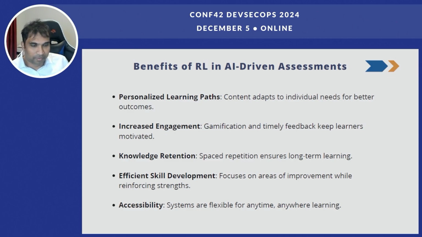Efficient skill development. Now, RL focuses on improving weaker areas while reinforcing strengths, right? Now, this helps learners develop skills in a well-rounded and efficient manner. Accessibility. When it comes to accessibility, these systems are designed for flexibility, enabling learning anytime and anywhere. This is especially valuable today in a fast-paced and remote learning environment. Together, these benefits make RL-based systems a game changer in education, promoting deeper learning and improved outcomes for all types of learners.